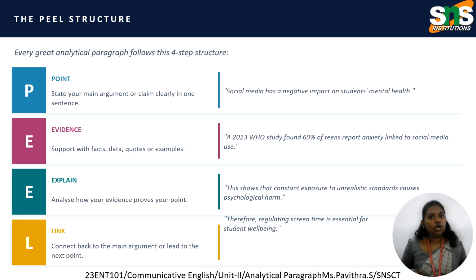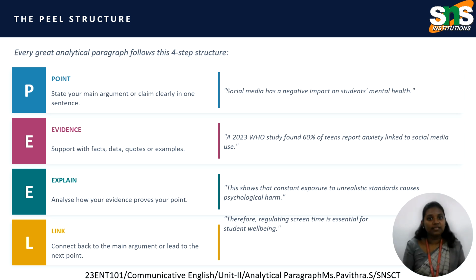Now, let's talk about the tool that makes analytical writing easy. It's called PEEL. 4 letters, 4 steps. P, Point. State your main argument or claim clearly in one sentence. For example, social media has a negative impact on students' mental health. E, Evidence. Support your point with facts, data, quotes, or examples. For example, a 2023 WHO study found 60% of teens report anxiety linked to social media use.